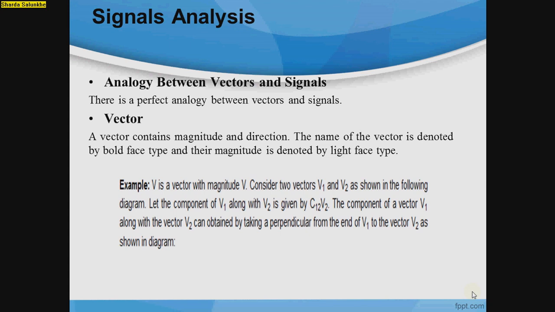Let us define the vector. A vector contains the magnitude as well as the direction. The name of a vector is denoted by bold face type and its magnitude is denoted by light face type. Let us take one example, the vector V, with magnitude V, and consider two vectors V1 and V2. The figure is shown in the next slide, and the component of V1 along V2 is given by C12.